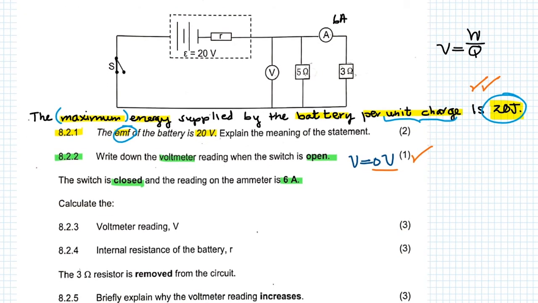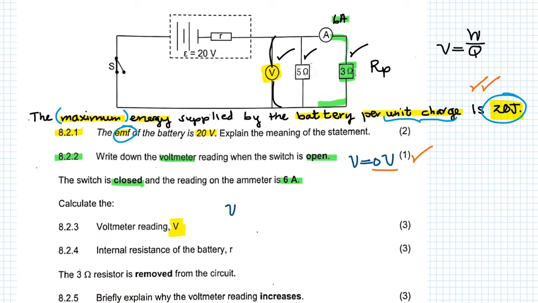Now they say calculate the voltmeter reading V. Here is the voltmeter. This voltmeter is connected across the parallel part of the circuit, this RP, the parallel resistors, or the resistors connected in parallel. We know that the potential difference across the 5 ohm resistor is equal to the potential difference across the 3 ohm resistor, and that is equal to the potential difference across the entire parallel connection. So since we know that this is a 3 ohm resistor with 6 amperes running through it, we can calculate the potential difference across the 3 ohm resistor.